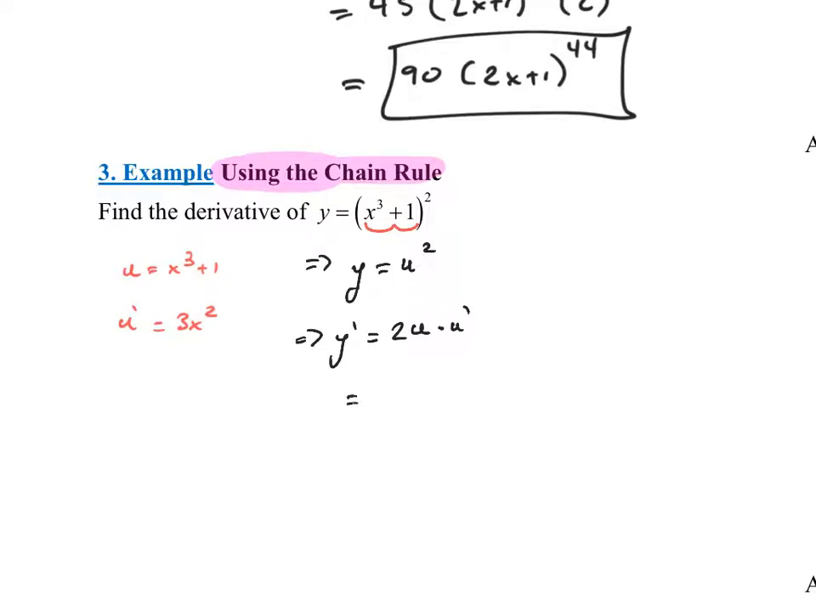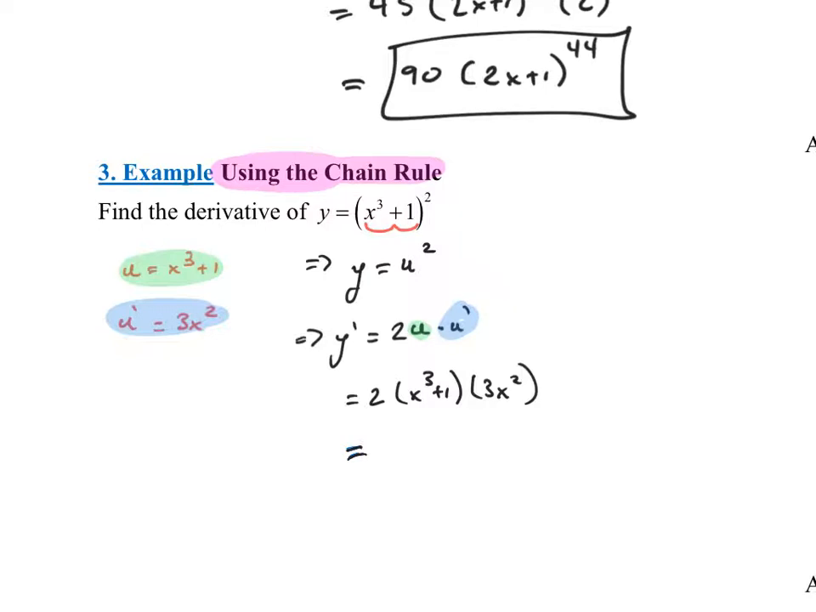So if we do that, we would have 2 times u. Well, u was x cubed plus 1, times u prime, and u prime was 3x squared. Let me do some highlighting here to help you see where I pulled those from. So again, u is right there, and u prime is right there. That's where I'm pulling those things from. We can clean that up a little bit. Well, we can clean it up a lot.